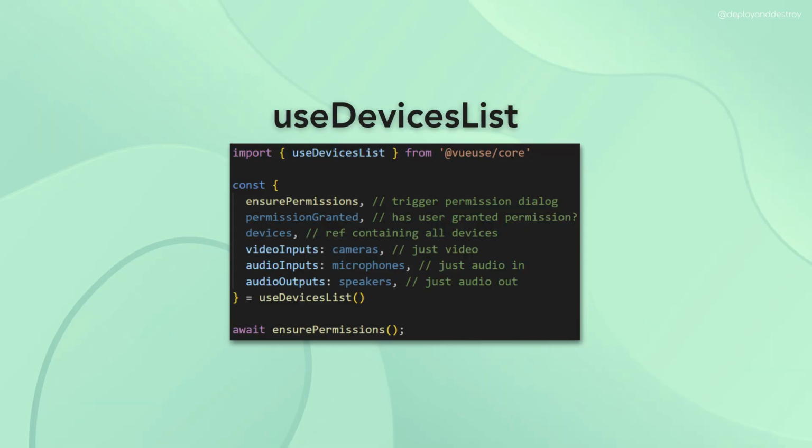Use device list lists all input and output devices. If you're building a video chat or audio tools, it's essential to have access to these, and this function makes that simpler. And it's reactive, so if you unplug a microphone and plug in a different webcam, this will trigger.